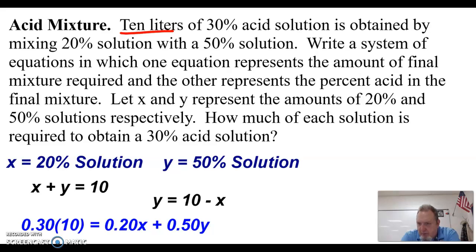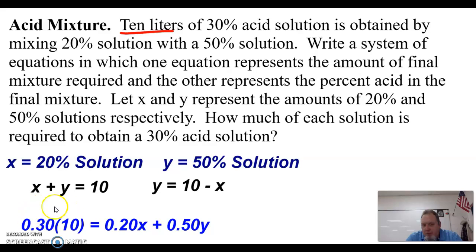20% solution with a 50% solution. So we've got one that's over 30%, one that's under 30%. We're going to mix them to get a 30% mix, and we know we have a total of 10 liters. So I just said X is the 20% solution, Y is the 50% solution. I know that the sum of those two is 10 liters. And if I solve this equation for Y, I can get Y equals 10 minus X. That's going to come into play with the second equation here.